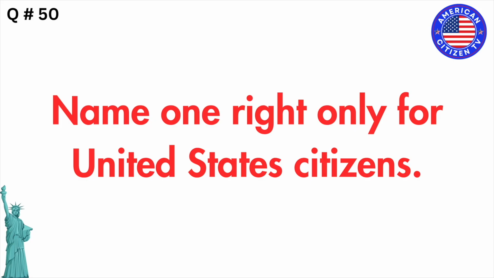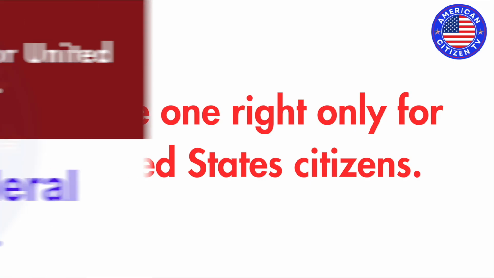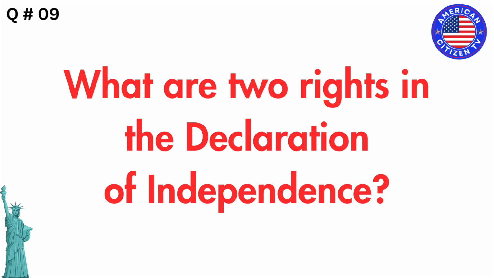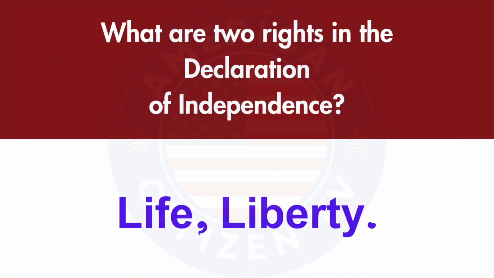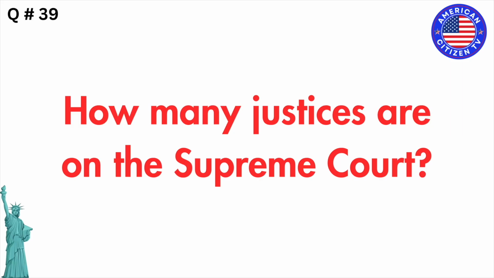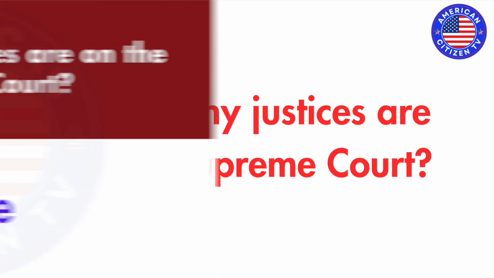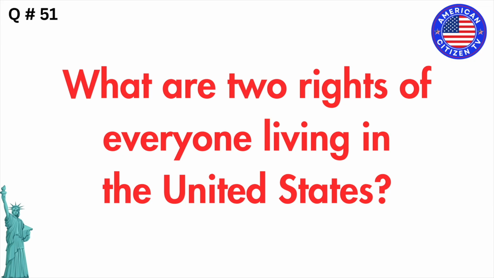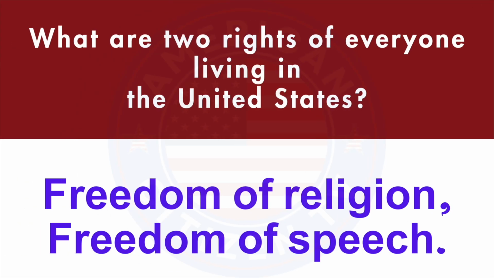Name one right, only for United States citizens. Vote in a federal election. What are 2 rights in the Declaration of Independence? Life, liberty. How many justices are on the Supreme Court? 9. What are 2 rights of everyone living in the United States? Freedom of speech. Freedom of religion.